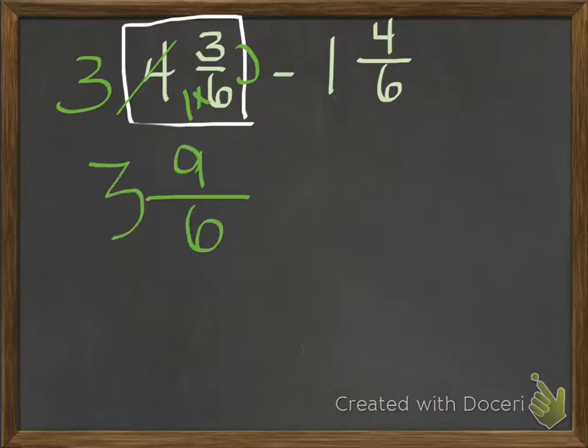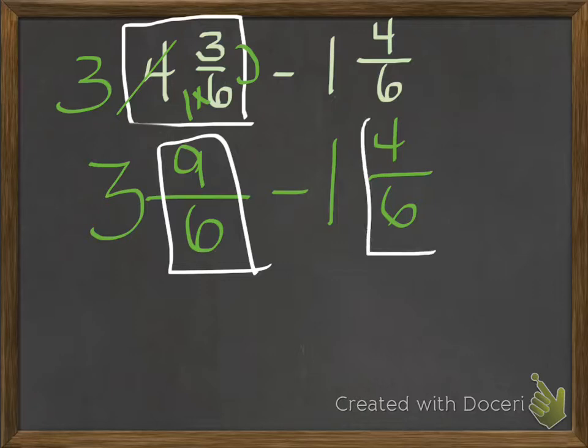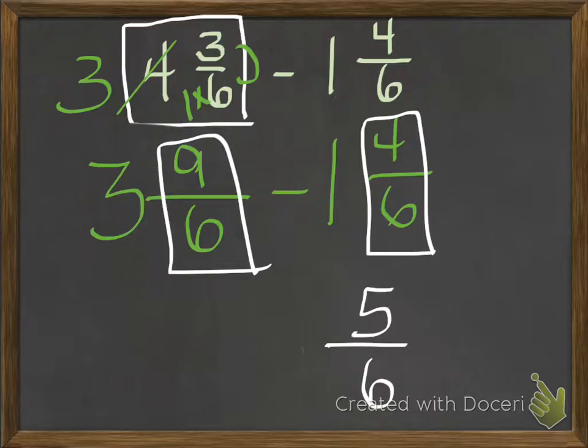So I get 3 and 9/6. Okay? Now I can subtract 3 and 9/6 minus 1 and 4/6. That's not hard. I'm going to subtract the fractional part first. 9/6 minus 4/6 equals 5/6. I keep the denominator the same. I only subtract the numerator.